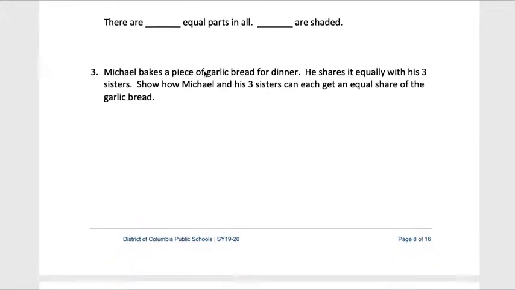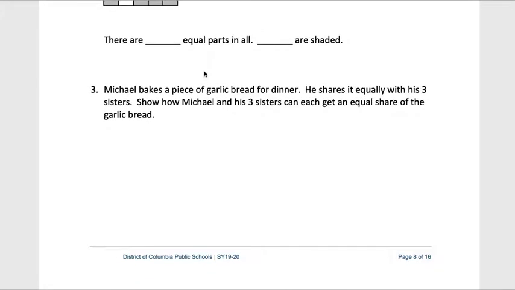And then the last question for day 2 says, Michael bakes a piece of garlic bread for dinner. He shares it equally with his 3 sisters. Show how Michael and his sisters can each get an equal share of the garlic bread.